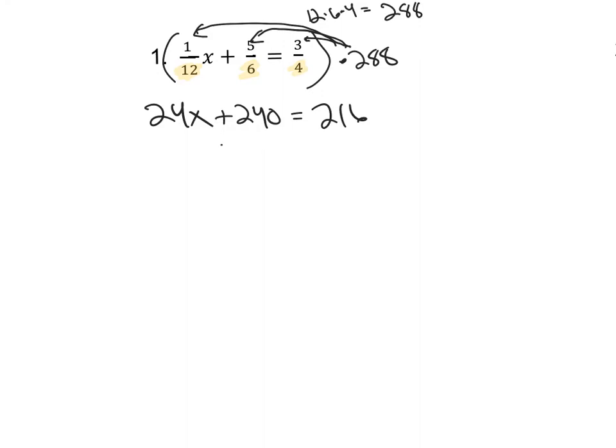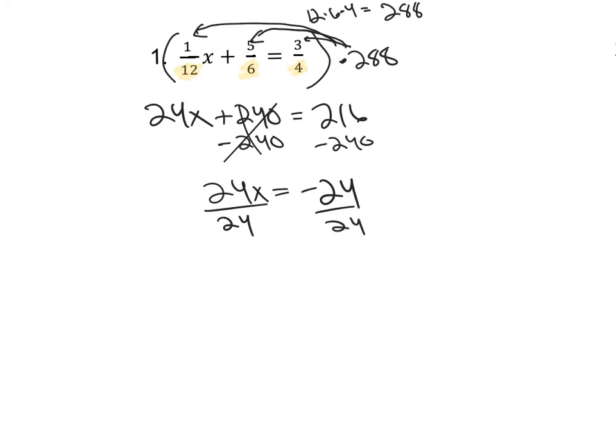So to get x by itself, the next step is to subtract 240 from both sides. When I subtract 240 from both sides, I'm left with 24x is equal to 216 minus 240, which gives me a negative 24. And then I always want to divide by the coefficient as my last step to get that variable by itself. So x is going to equal negative 24 divided by 24, which ends up being a negative 1.